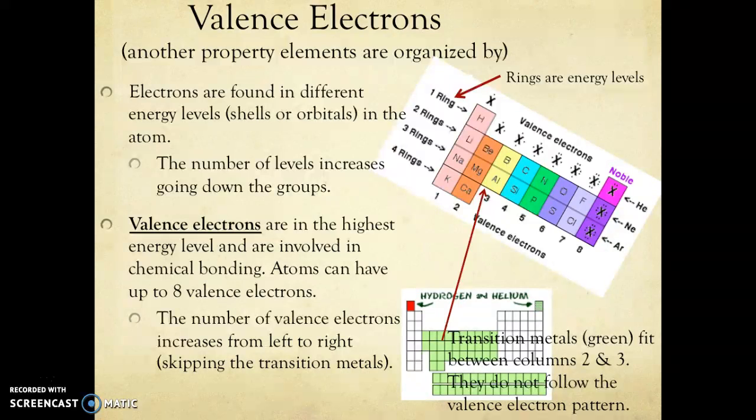So the next column right after the transition metals, that's our third tall column, and that column has 3 valence electrons. The next one is the fourth tall column. It has 4 valence electrons, and so on all the way across to that last column, which has 8. But we'll talk more about valence electrons another time.